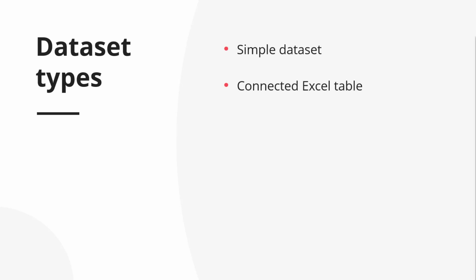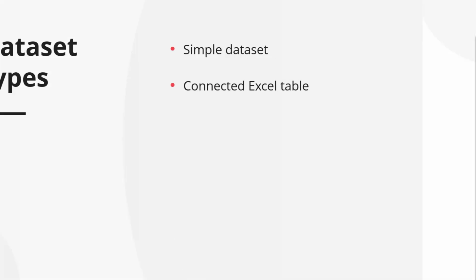There are two types of datasets. Simple means that you create or import it to Share Email Templates and add the dataset in the add-in. Connected Excel table is a table from an Excel workbook that is located in OneDrive or SharePoint and linked to Share Email Templates. I will show how to use both types of datasets.